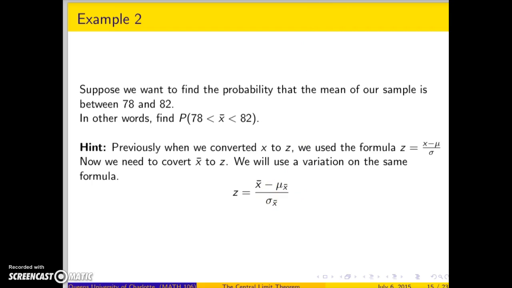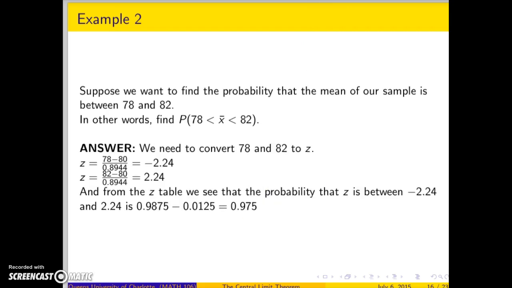population, mu and sigma. So to convert 78 and 82 to z for this problem, we have first 78 minus mu sub x bar, which is 80, and then sigma sub x bar, which we just found to be 0.8944. We get negative 2.24. And then again, for 82, we have 82 minus 80, over sigma sub x bar, which gives 2.24.